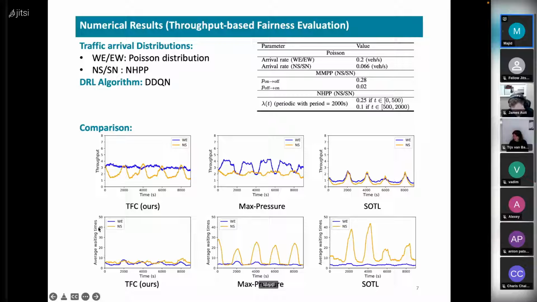Also, in terms of average waiting time, we can see that our algorithm can achieve a much better performance for both directions, while max pressure and SOTL can result in large fluctuations of average waiting times compared to our algorithm.